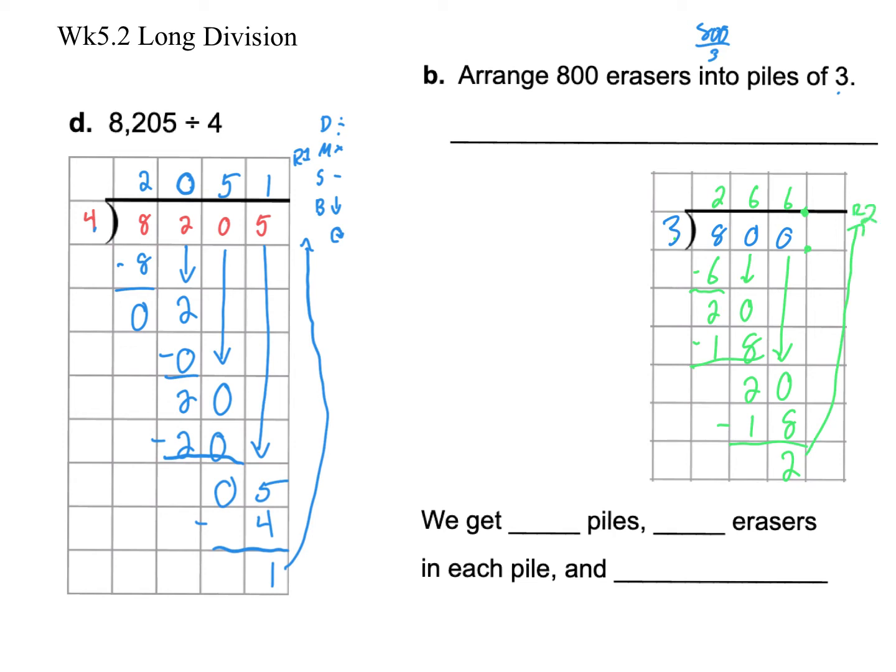So what are we going to get? We're going to get 266 piles. No, we're not. Oh, yeah. We're going to get 266 piles with 3 erasers in each pile. And we're going to have 2 remaining, 2 left over. What are we going to do with those 2? Who knows?